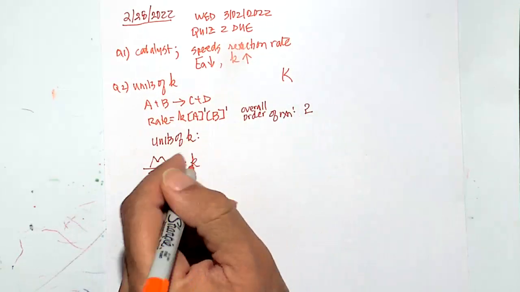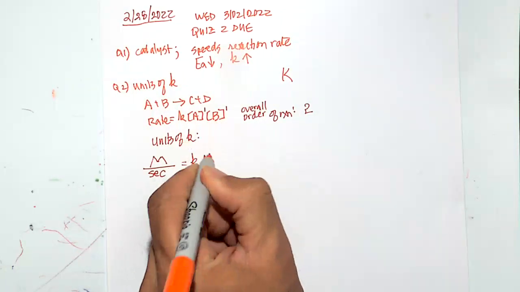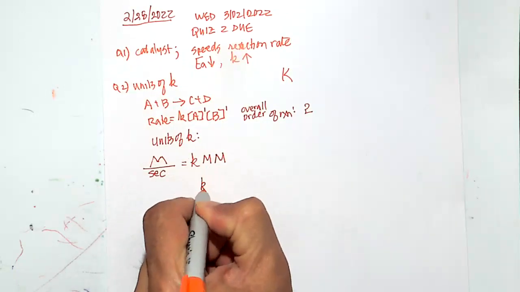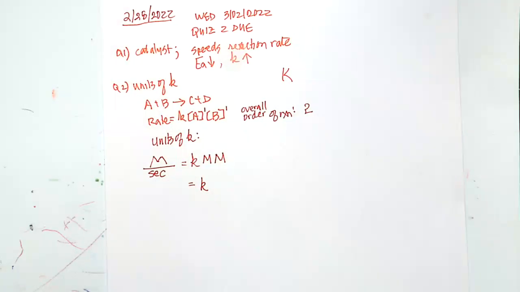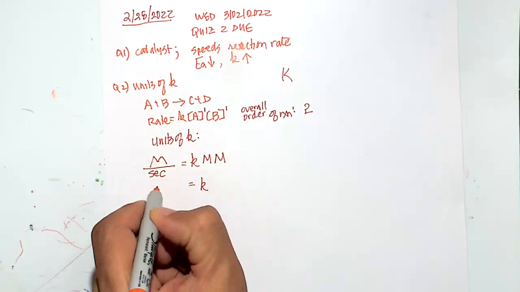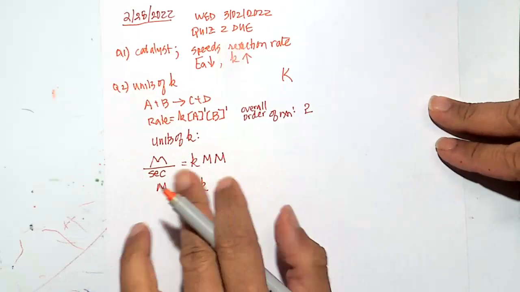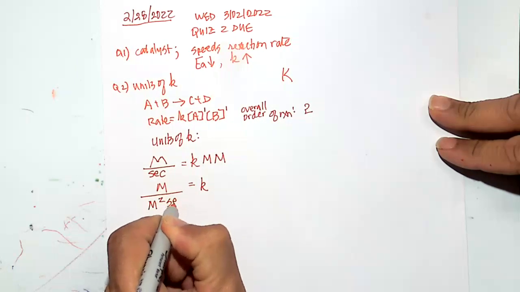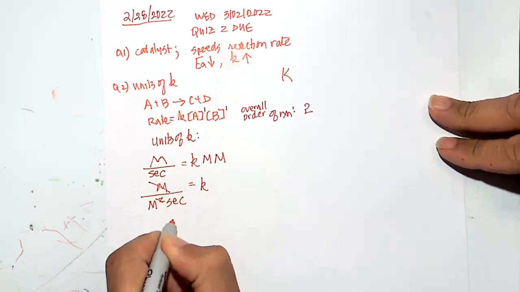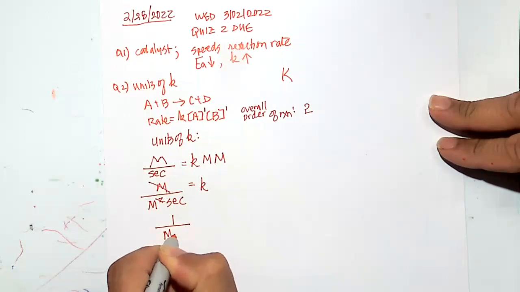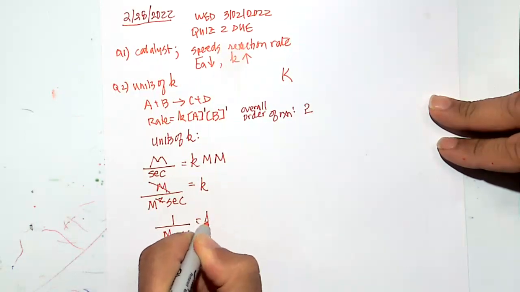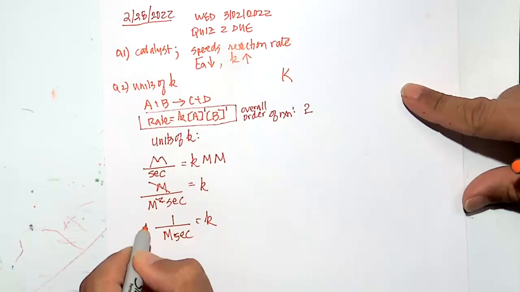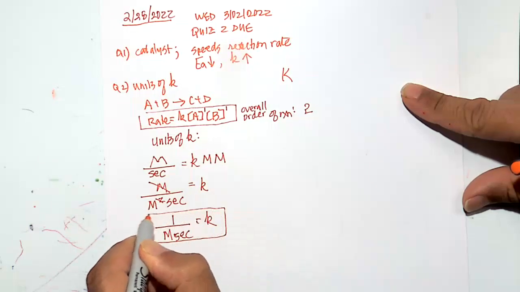What's M? Sophie said M. What's the units of this bracket? M. So what are the final units of K? I'm just talking about units now. What are the final units of K? We're going to take M and move it down. M times M is M squared. So this M cancels out with one of those M's, leaving me with 1 over M second, and that will be your unit of rate constant K for this reaction, which is first order with respect to both A and B.